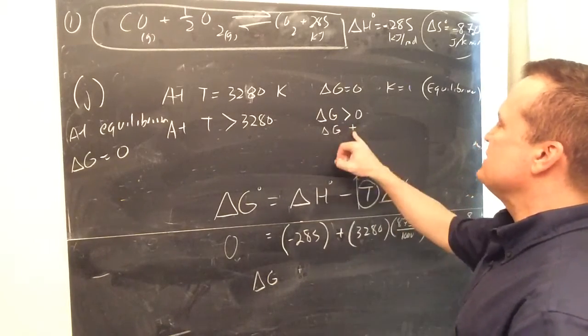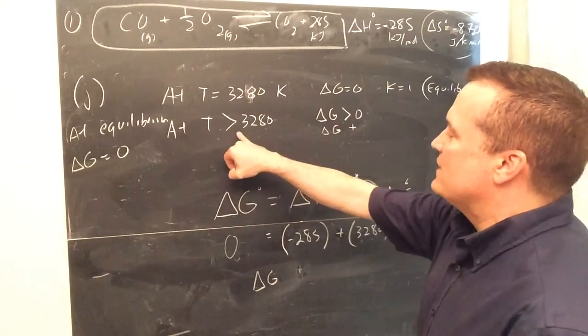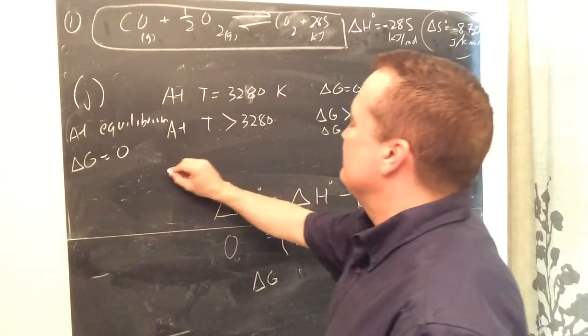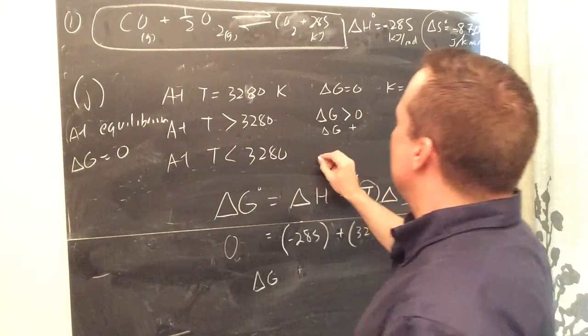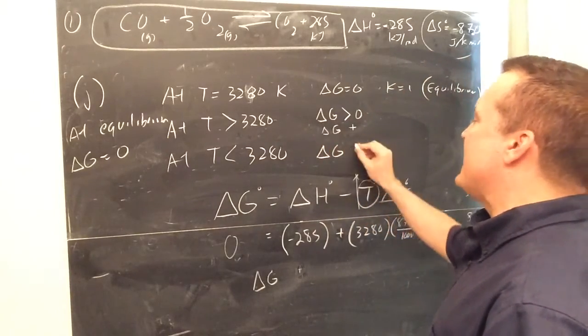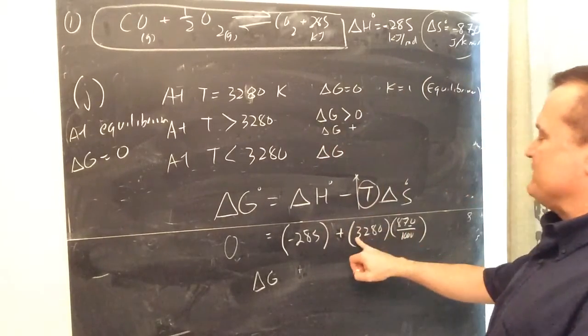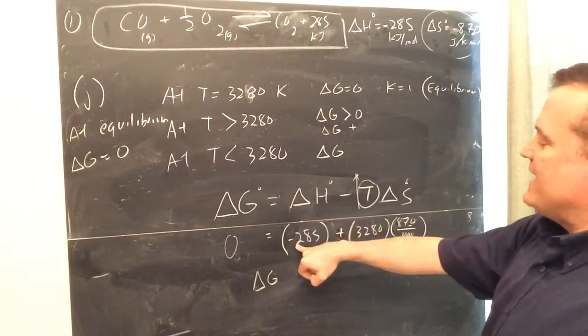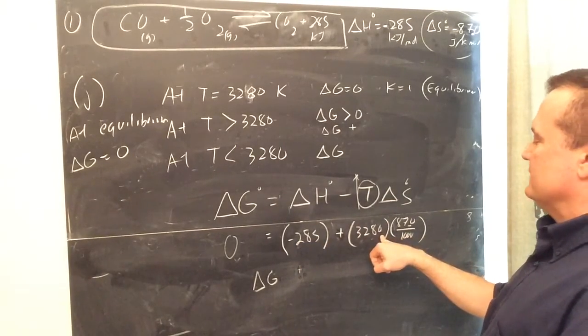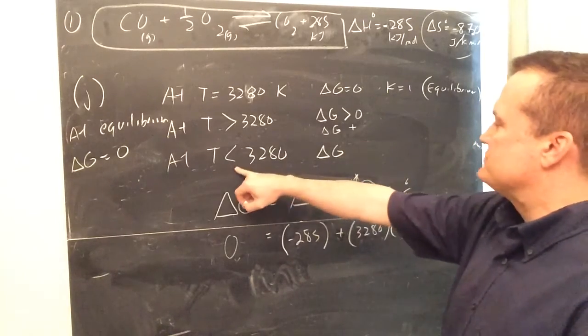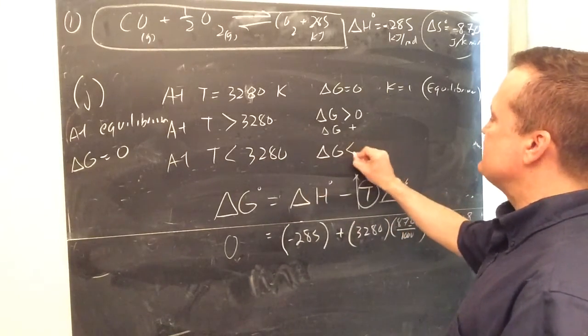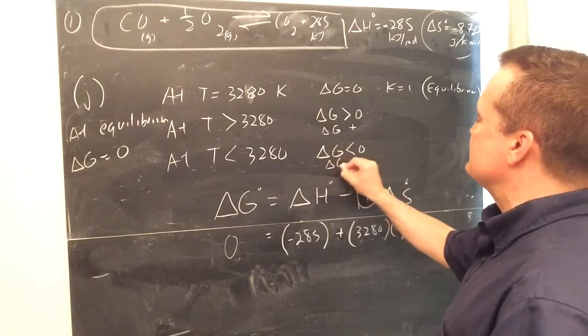Okay, if delta G is greater than 0 when that temperature goes up, at a temperature less than 3280, now delta G must be negative. Okay, let's see if that would work. So if that number were smaller, well, now the negative value becomes greater than that. And so at lower temperatures, delta G will be less than 0 or negative. Delta G is negative.